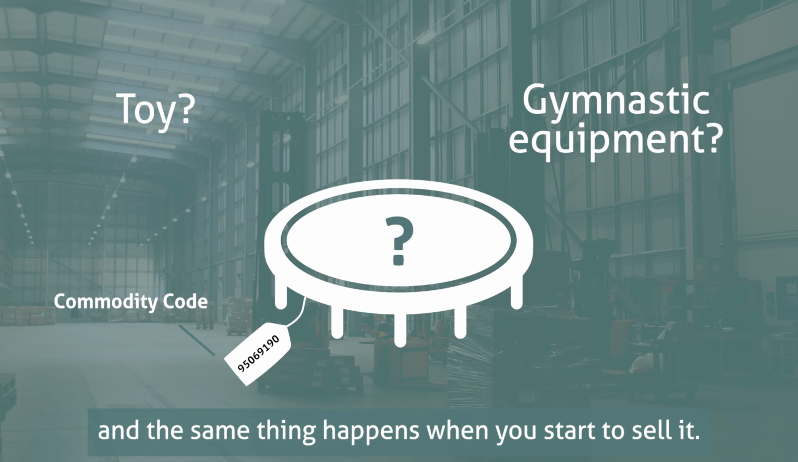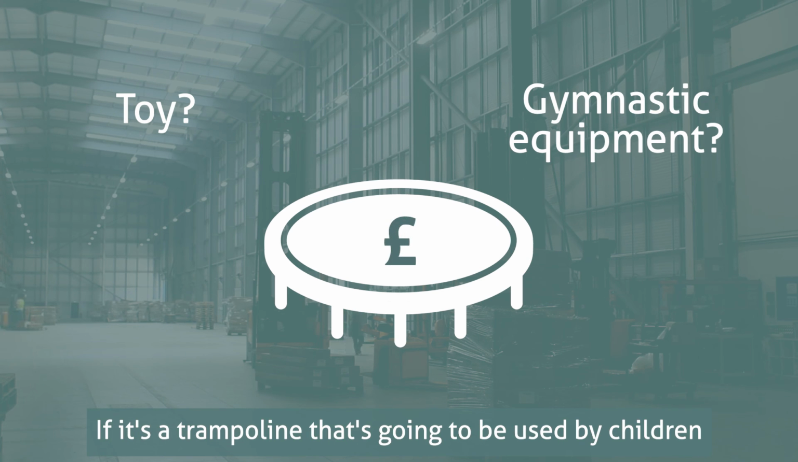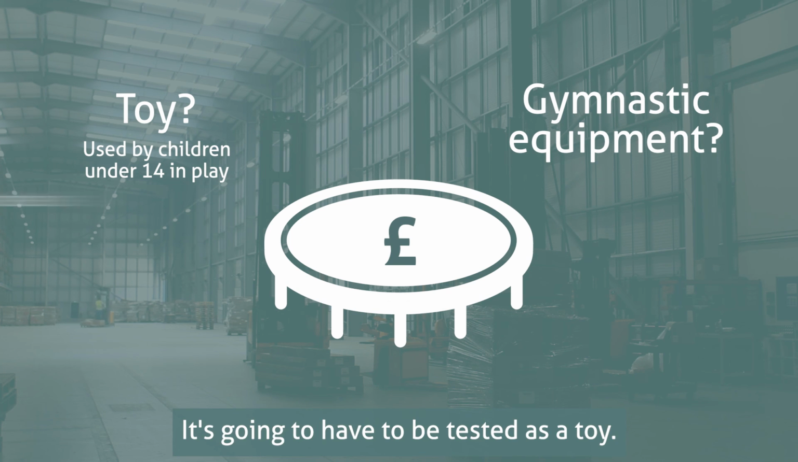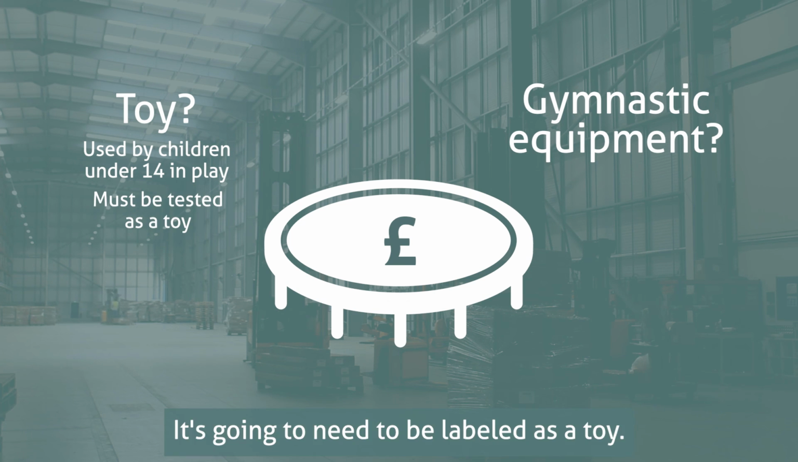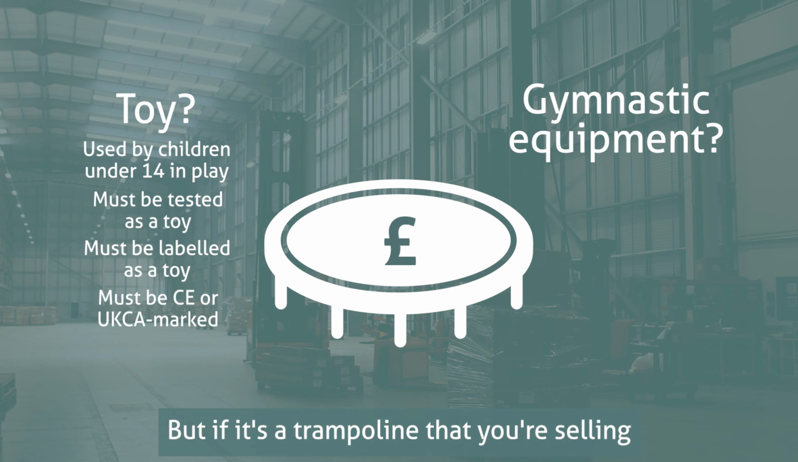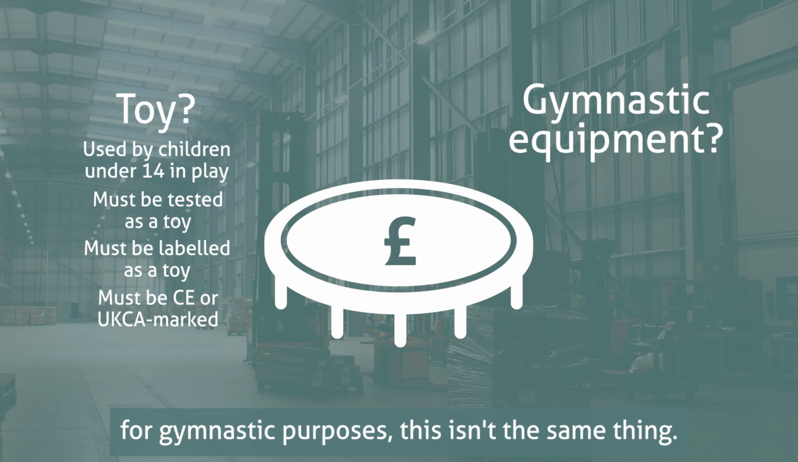And the same thing happens when you start to sell it. If it's a trampoline that's going to be used by children in play and they're under the age of 14, it's going to have to be tested as a toy. It's going to need to be labelled as a toy. You're going to need to CE or UKCA mark it. But if it's a trampoline that you're selling for gymnastic purposes, this isn't the same thing.